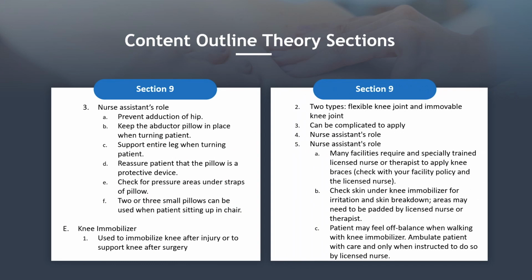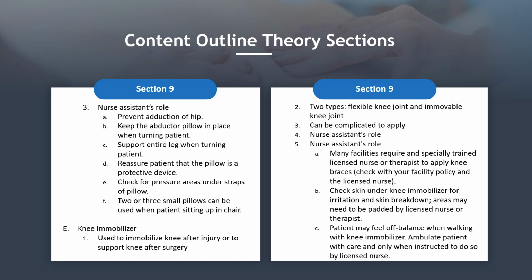The nurse assistant's role is to prevent abduction of the hip, keep the abductor pillow in place while turning a patient, support the entire leg when turning a patient, reassure the patient that the pillow is a protective device, and check for pressure areas under the straps of the pillow. Two or three small pillows can be used when the patient is sitting up in a chair.